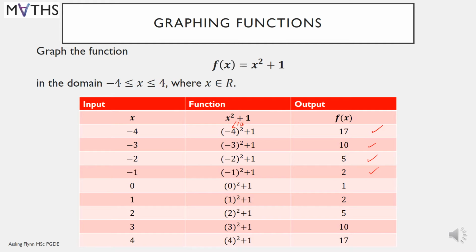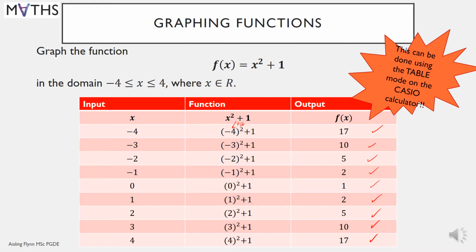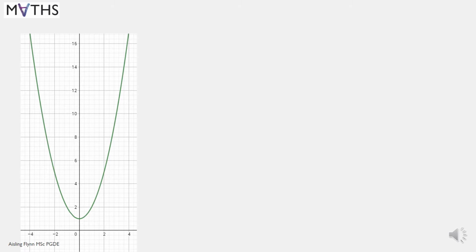So everything is 1 larger than before. Again, you can use your calculator to generate those outputs. So what does that look like on a graph? Well, it looks very, very similar. There's that nice U shape, symmetrical left and right. And there's our points plotted.